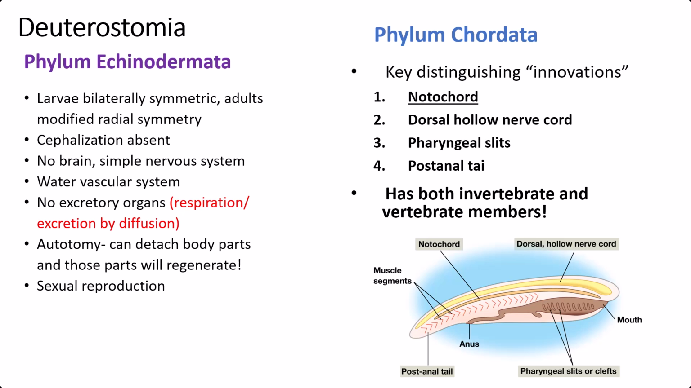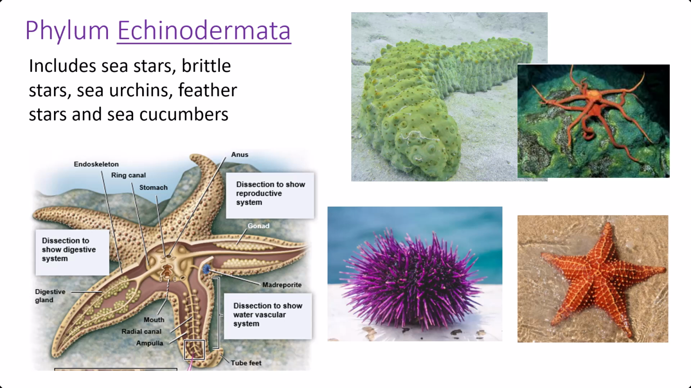Then we've got the phylum Chordata, which is the phylum that we are in. The key distinguishing innovations for this are that they have a notochord, which is a supporting rod. They have a dorsal hollow nerve cord. So dorsal is backside. They have pharyngeal slits or clefts and a post-anal tail. And the Chordata phylum has both invertebrate and vertebrate members. So nobody up until this point in our lecture has had a backbone, but now we're getting into some organisms that have a backbone. So again, in Deuterostomia, we have the phylum Echinodermata.